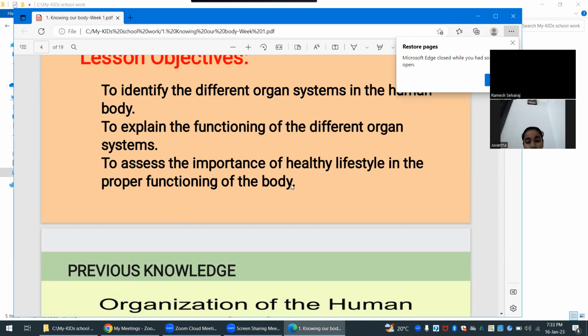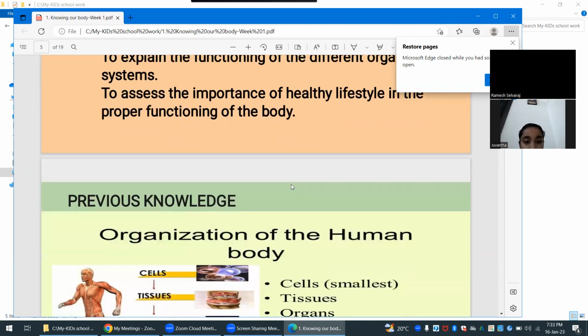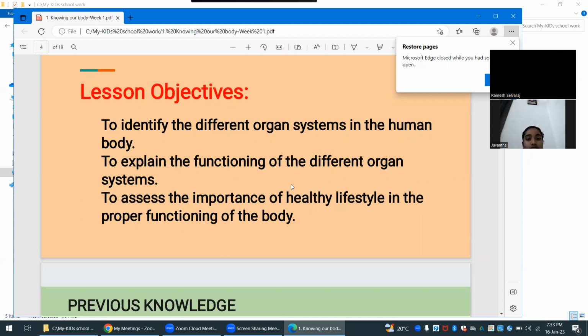And also to assess the importance of a healthy lifestyle in the proper functioning of the body. That means each organ should function properly, right? To function properly we need to follow some healthy lifestyle. So what are the things we need to do to follow a healthy lifestyle, that also we will try to assess, and the importance also we will come to know.